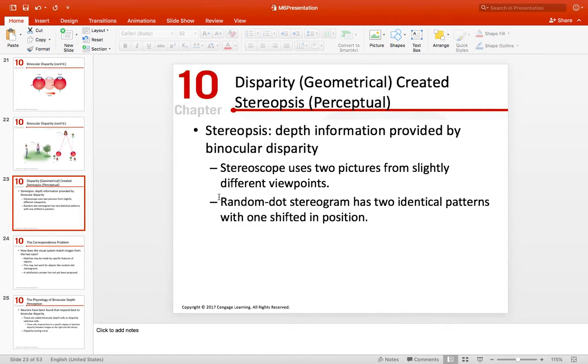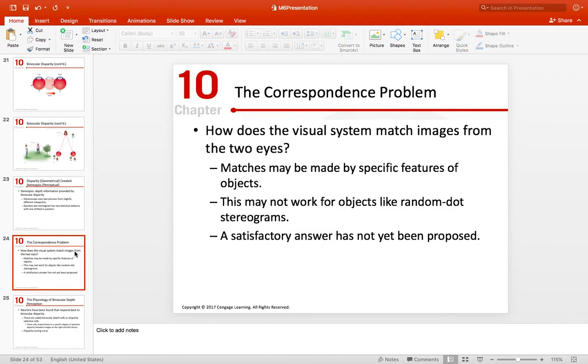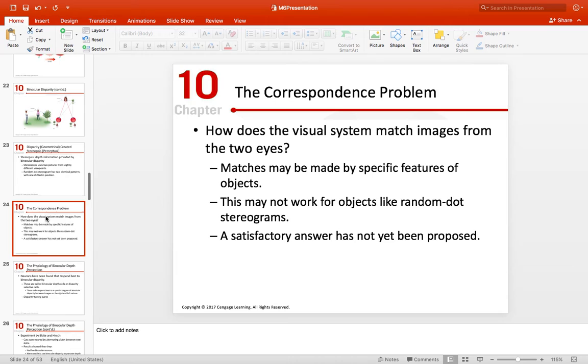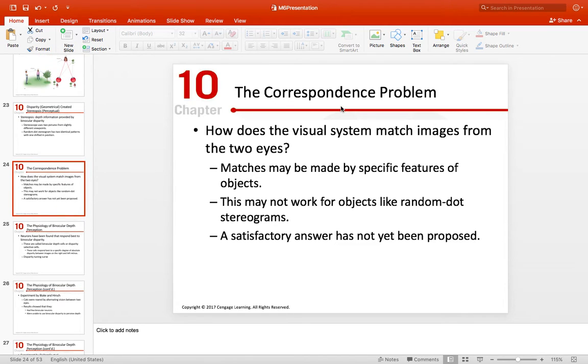Autostereograms do this as well, using a two-dimensional image, and it creates a sense of depth. But here, once again, there's that correspondence problem. How does the visual system match images from the two eyes? We don't quite know. These are some proposed ideas. Matches may be made by specific features of objects. We don't know. But that is a question that we want to concern ourselves with.